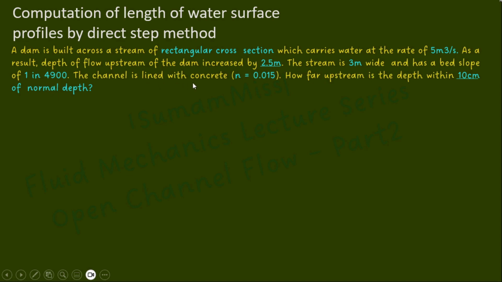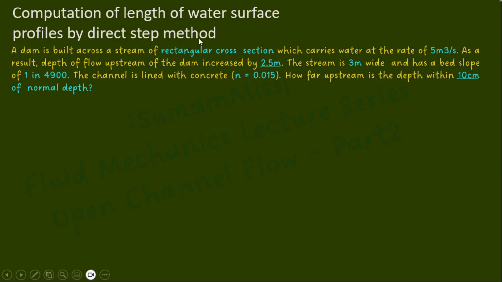The channel is lined with concrete. N value is given as 0.015. Now we have to determine the length of this water surface profile from the control section to the point where the depth is within 10 centimeter of normal depth.